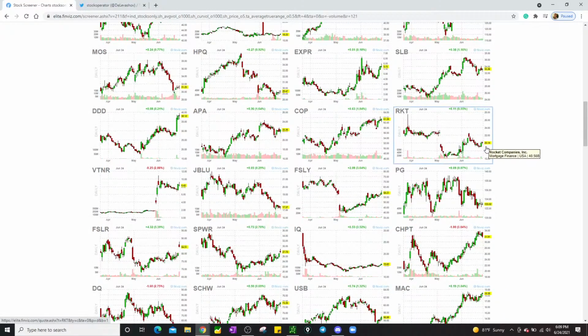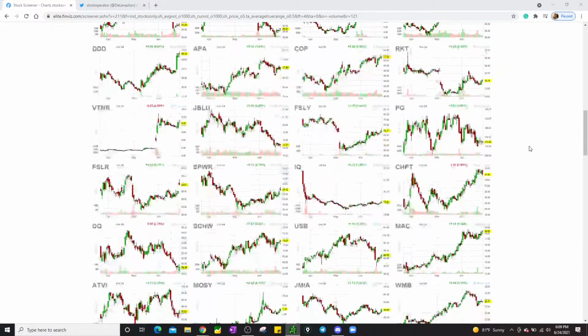All right, RKT looking interesting. Nice pop yesterday, and today a kind of an inside day on RKT. Small candle, small volume. I'm going to put it on watch for a second. We'll come back to this later.